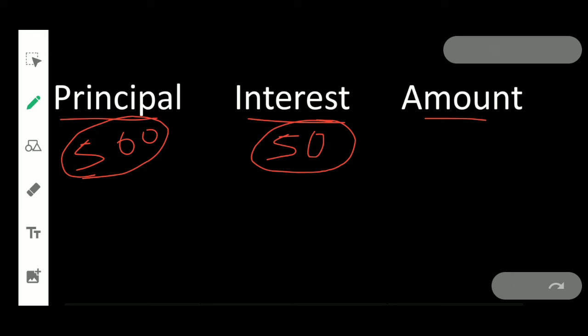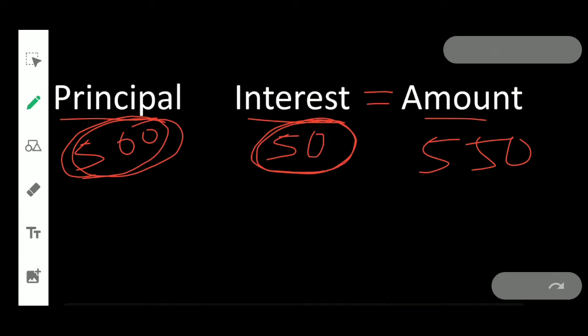And amount is what? After some time you have to pay back the money you have borrowed, that is principal 500, and you also give the interest money, that is 50. So amount is 550. So amount equals principal plus interest.